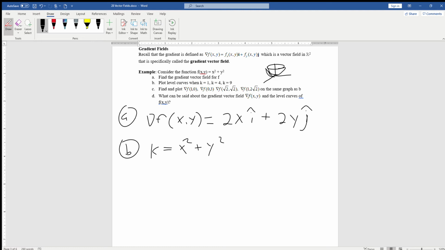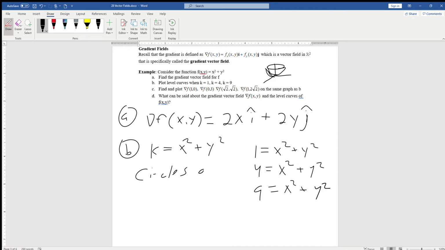I think I specifically said plot the level curves when k is 1, 4, and 9. So we would say 1 is equal to x squared plus y squared, 4 equals x squared plus y squared, and 9 is equal to x squared plus y squared. And what we can say very easily is that the level curves are going to be circles of radius 1, 2, and 3 respectively. Now remember, a level curve is a 2-dimensional plot on an xy plane. So these are circles of radii 1, 2, and 3.